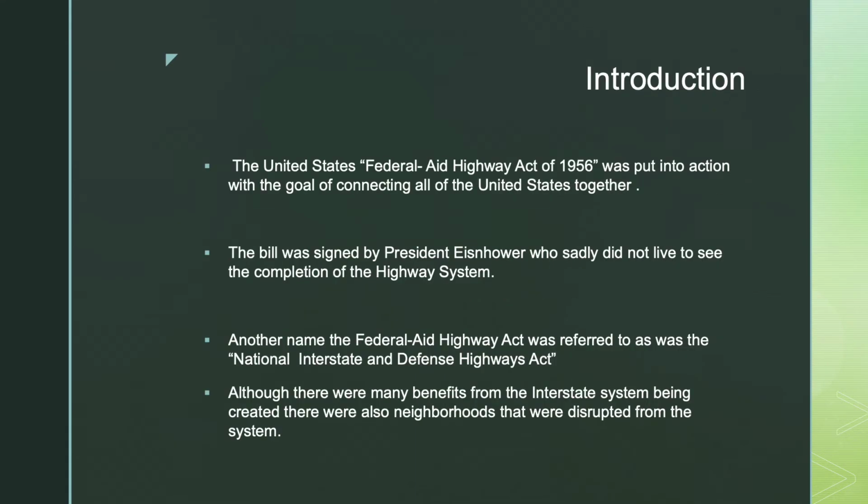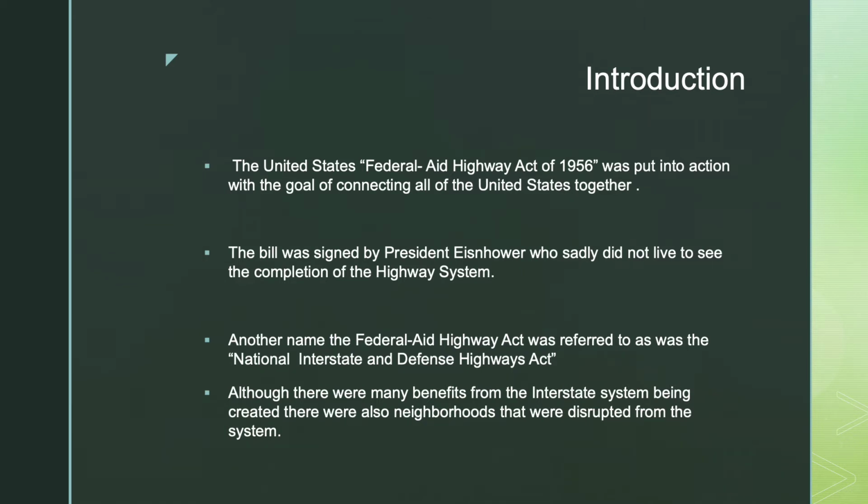The United States Federal Aid Highway Act of 1956 was put into action with the goal of connecting all of the United States together. Before the Highway Act required states to have a regulated highway system, it was up to individual states to fund highway projects. Due to this fact, most of the country's drivable and high-quality roads were in more urban areas, while finding drivable roads, especially in the rural Midwest, was very difficult.